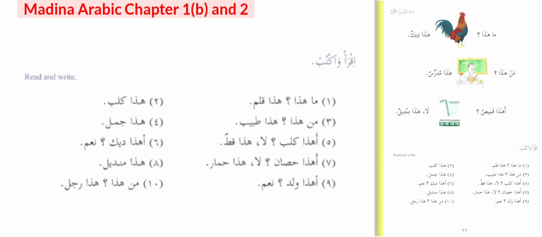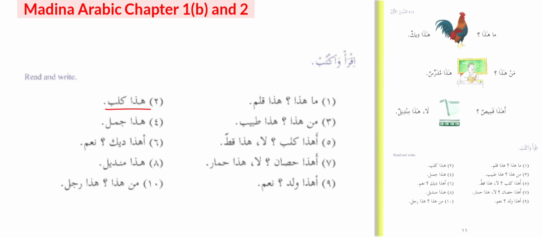Now iqra wa uktub, read and write. So this is a portion where we reassess our vocabulary and sentences without the symbols. So ma haza, you should read these ism, like qalamun. You should read qalamun, because when you read stuffs without the symbols, it tends to stay in your memory more.